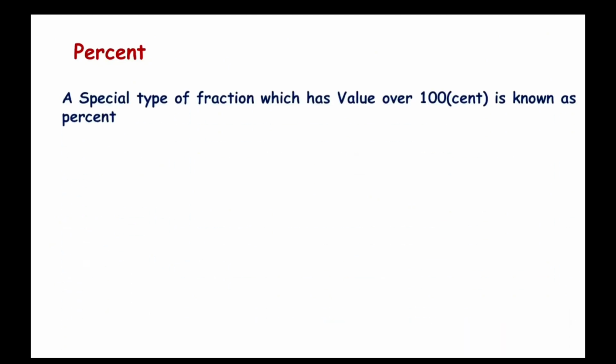Now what is percent? A special type of fraction which has the value over 100 is known as percent. So here I have taken 1 over 100, which is equivalent to 1 percent. Here 100 is also known as cent and per is known as per. Together they make percent, and the symbol of percent is this.